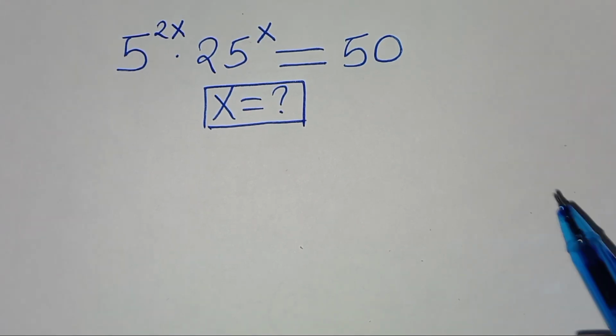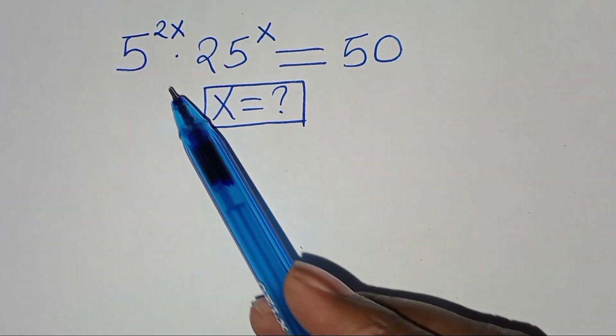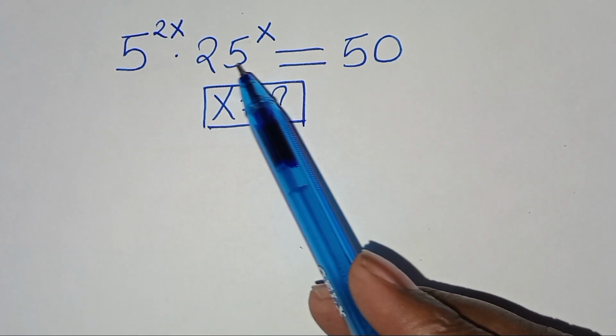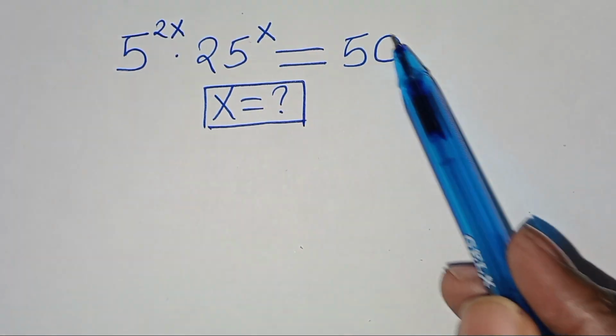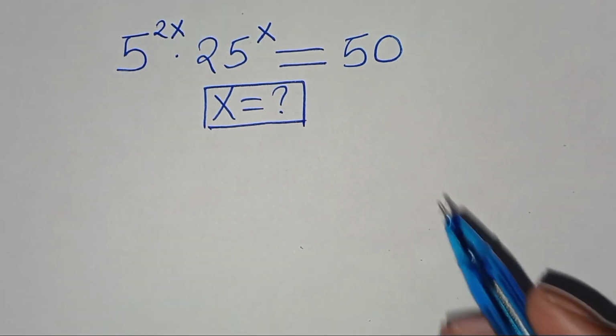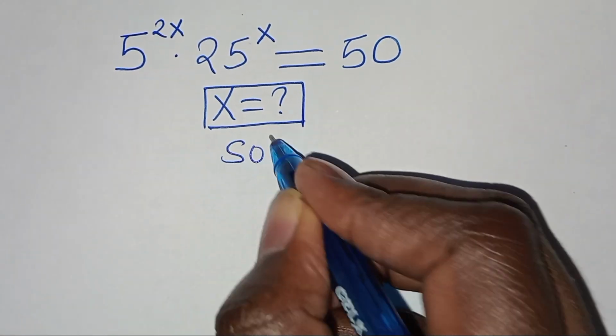Welcome to solve this nice exponential equation, which is 5 to the power 2x times 25 to the power x. This is equal to 50. What is the value of x? Now, let's present the solution here.